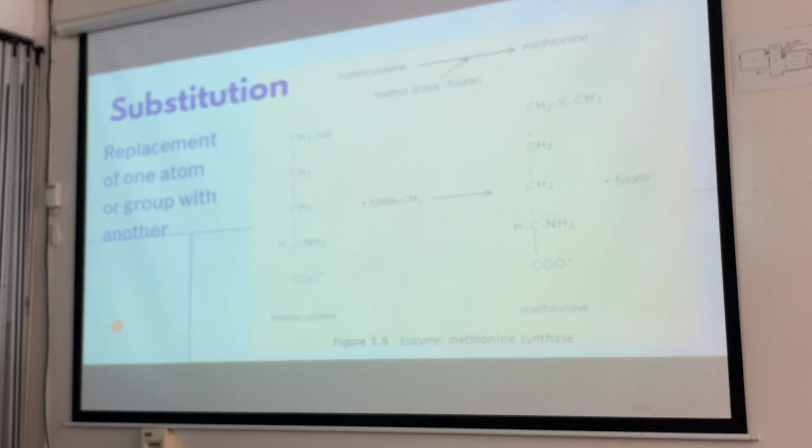Next, substitution. From the word itself, it's replacement of one atom or group with another. So for example here, a hydrogen atom could be replaced by a methyl group. So you have homocysteine, and then it becomes methionine. It needs a methyl donor, which is in the form of folate. So where is the substitution here? Where do you think?